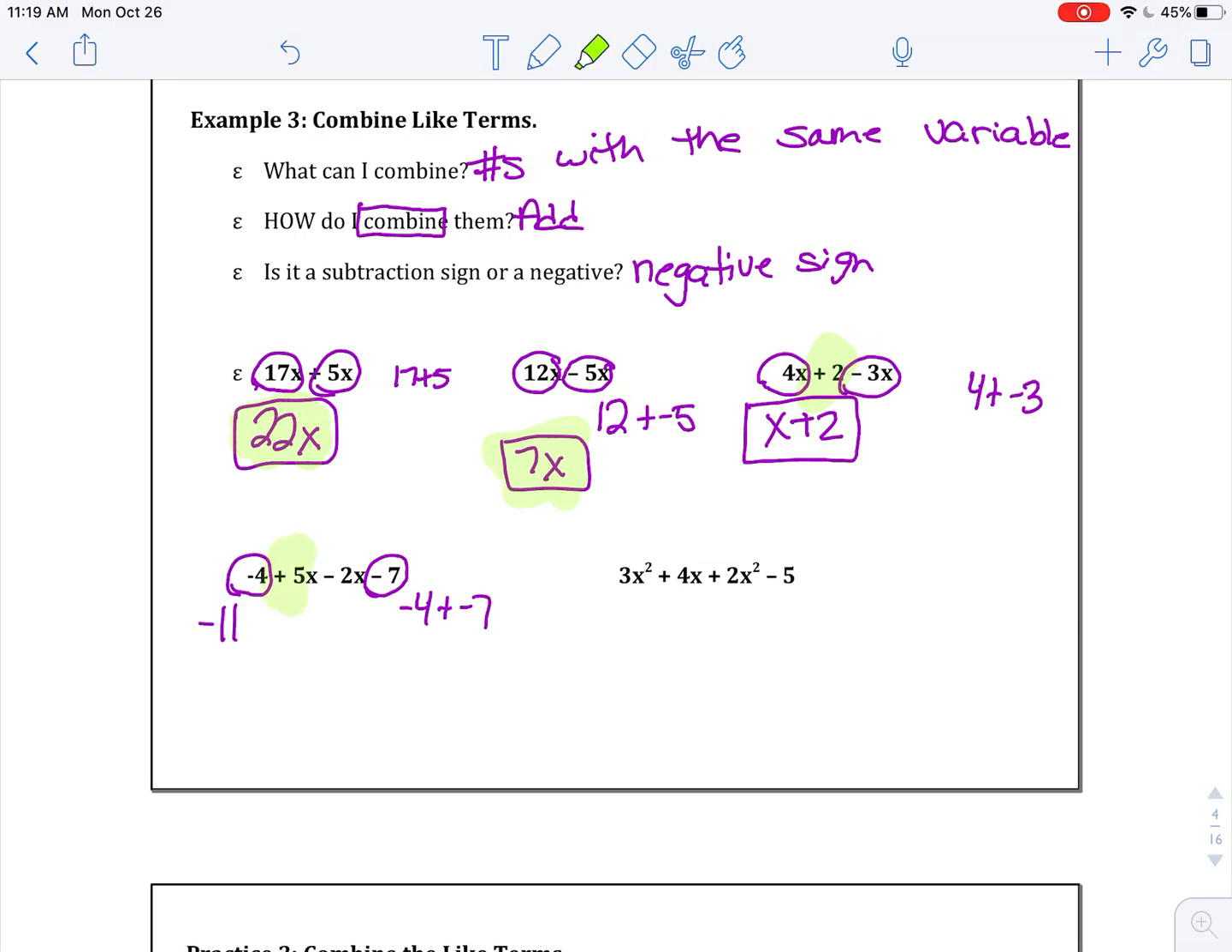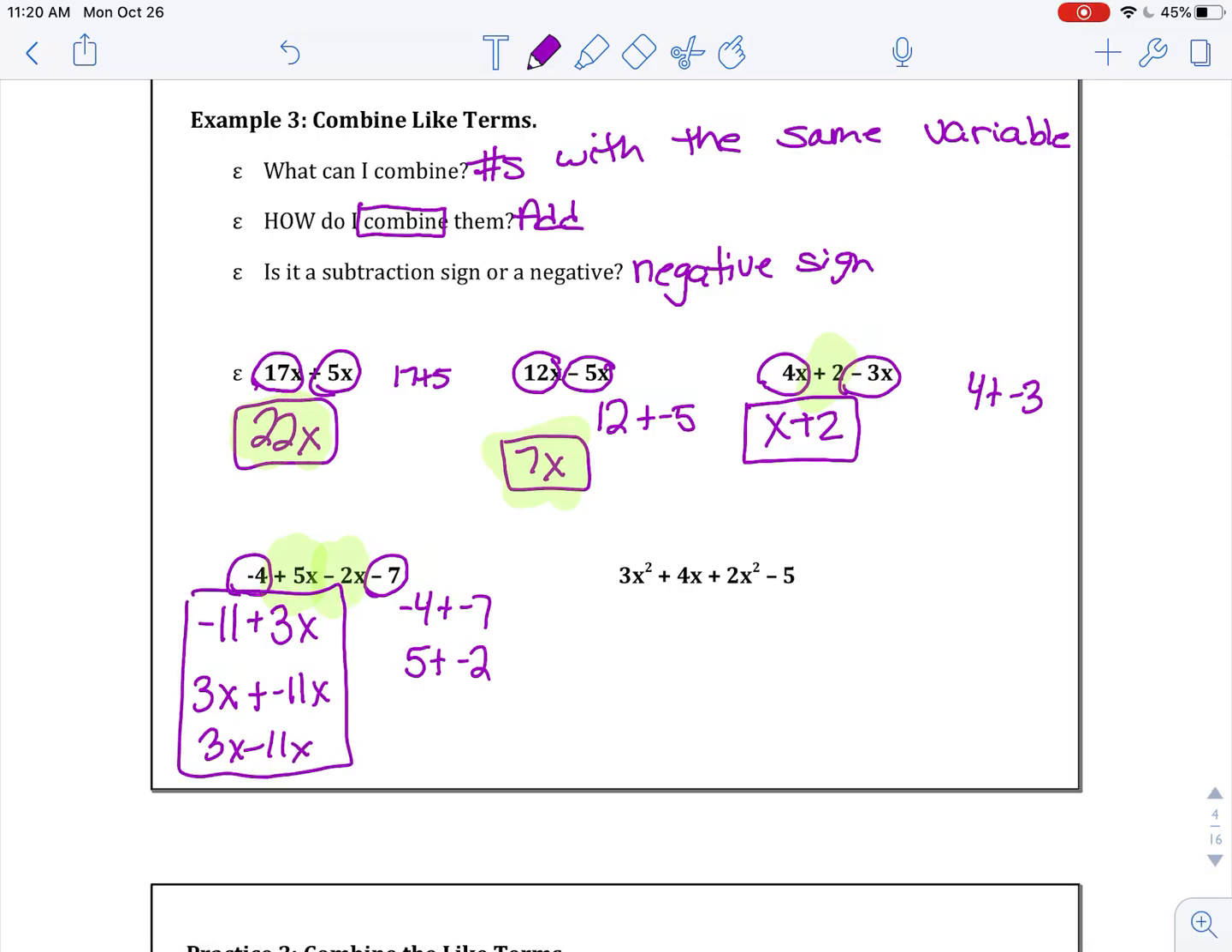Then I need to look at my 5x. Is there any other number that has an x attached to it? Yes, negative 2x can be combined. So we're going to add 5 plus negative 2, and I get 3x. Or if you have them flipped, negative 11 plus 3x, or 3x minus 11. All of those answers are possibilities.